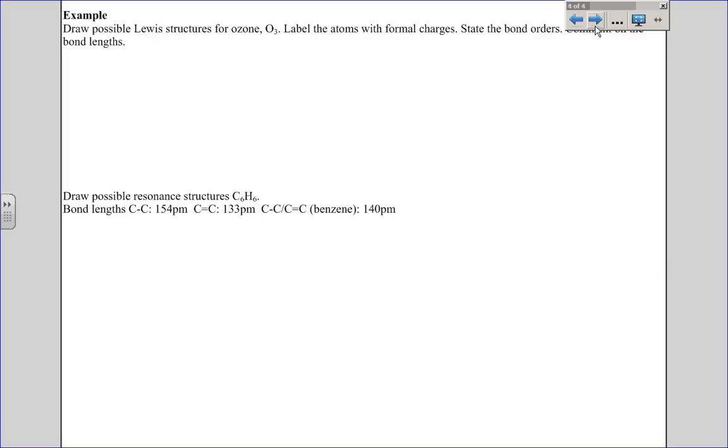Let's look at another example. We want to draw possible Lewis structures for ozone, O3. We want to label the formal charges and state the bond orders and comment on the bond lengths. Now, when you're being asked to draw possible Lewis structures for a molecule, it should be a clue that there's probably resonance, because I'm not going to ask you to draw more complicated ones, like H2SO4.